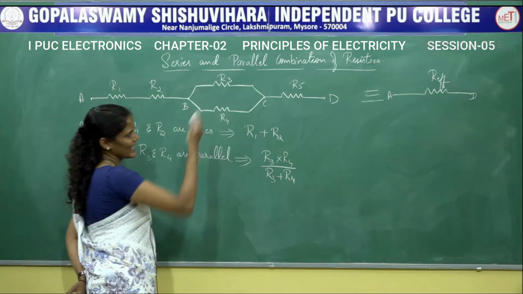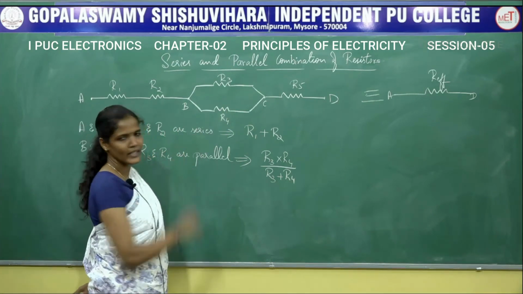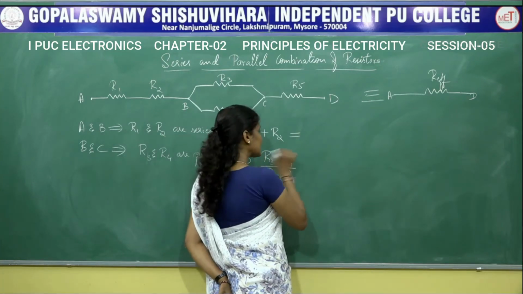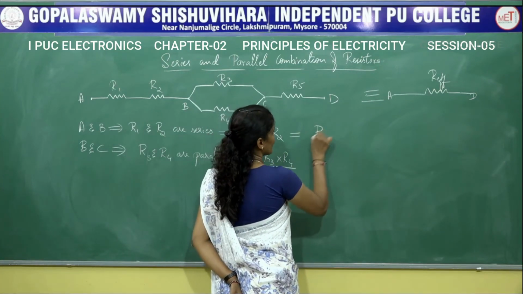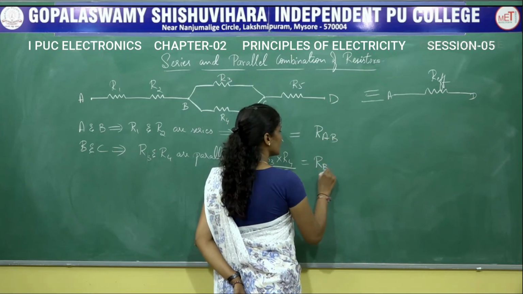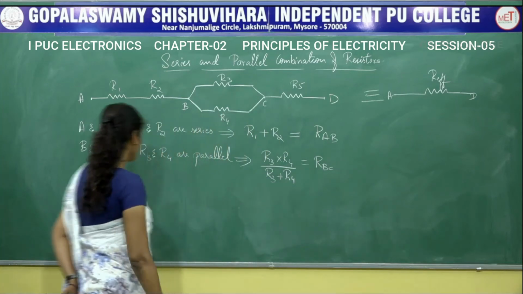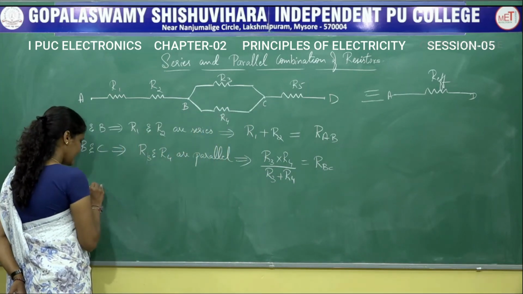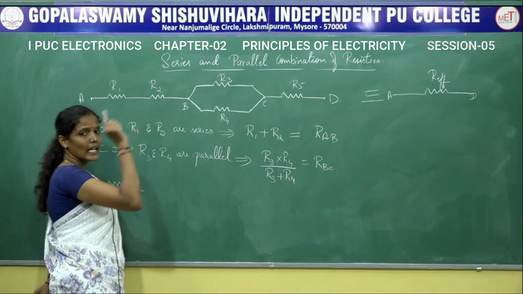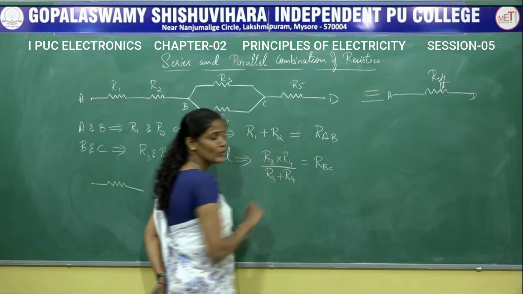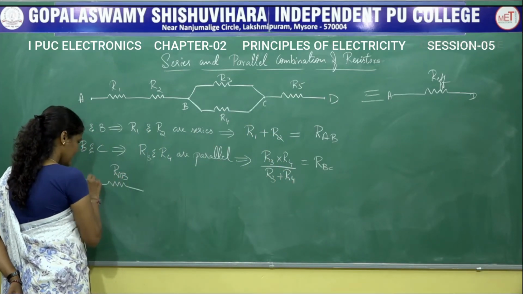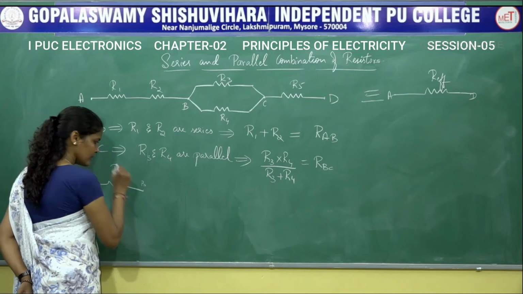Next, between C and D I am having only a single resistor which is named R5. Let us call this particular resistance RAB and this as RBC. So I will be getting a new diagram. In place of these two resistors, I will be getting a single resistor whose value is equal to RAB. So this is the point between A and B.